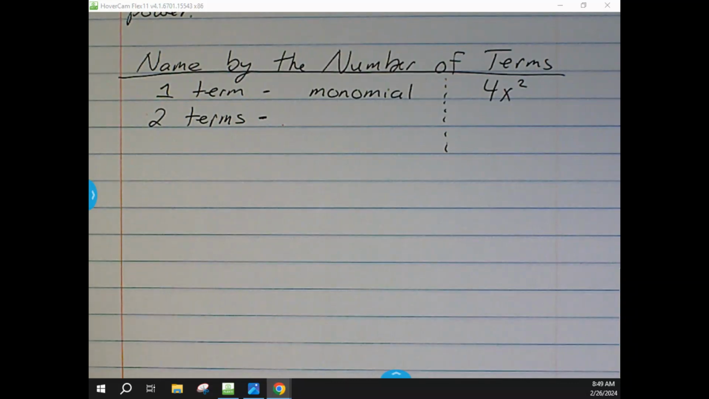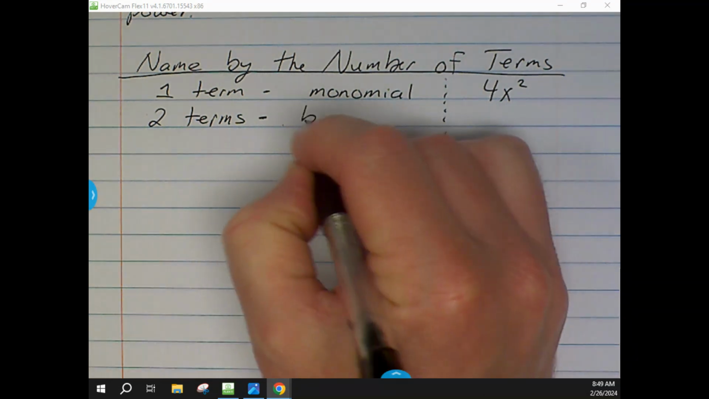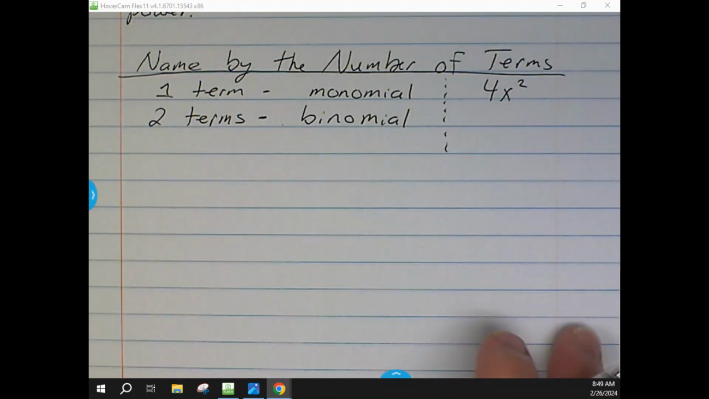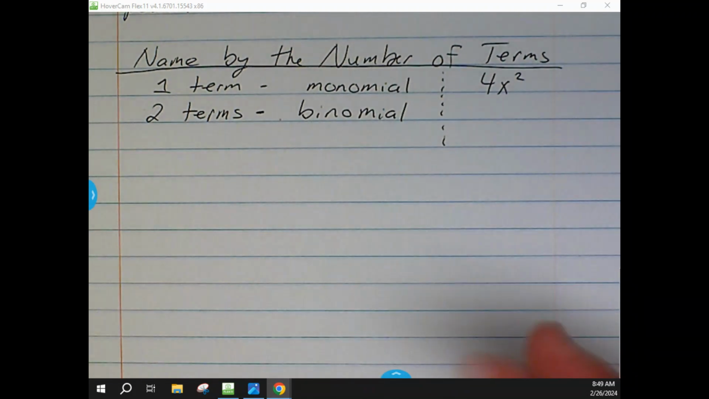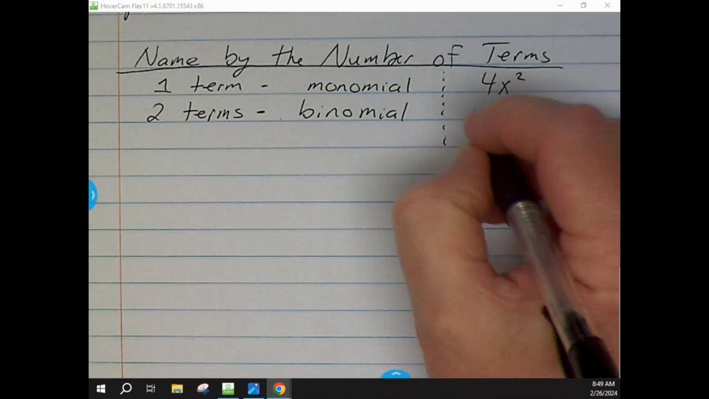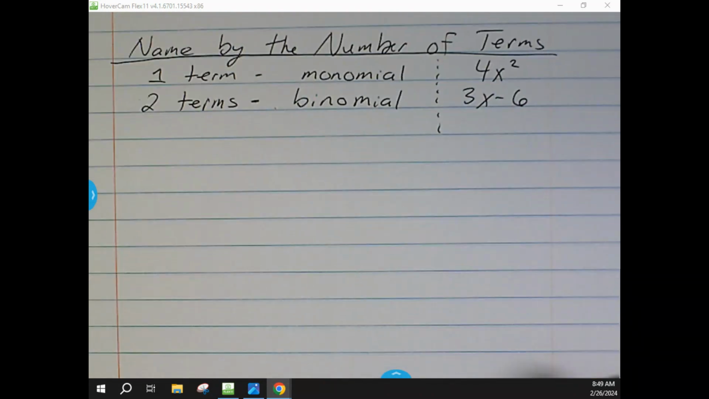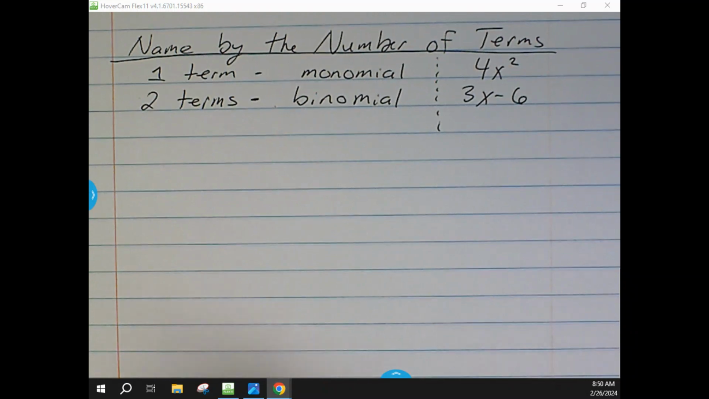All right, if you have two terms, it's a binomial, because again, bicycle, anything like that, it's always got two with it. If you're looking at something like that, that's a lot of the equations that we had when we're working with graphing. Y equals mx plus b form. That with the mx plus b, that's a binomial because you've got two different terms there.